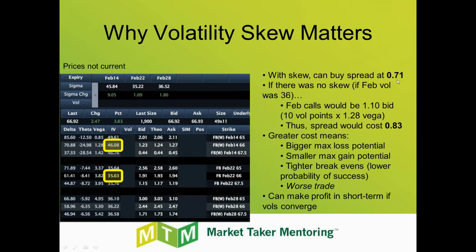With the skew, I can buy this spread at 71 cents. Okay, so let's take a look at that. That means I can buy the February 22nd calls at $1.94, sell the February 14th at $1.23. That's 71 cents, right? 194 minus 123 is 71 cents. But what if there wasn't a skew? Now, the shorter term expiration volatility moves more. So if there wasn't a skew, probably the shorter term expiration would be the same as the longer term expiration. So this wouldn't be 46, it'd be 36. What if it wasn't 46, it was 36? How much would this spread cost?